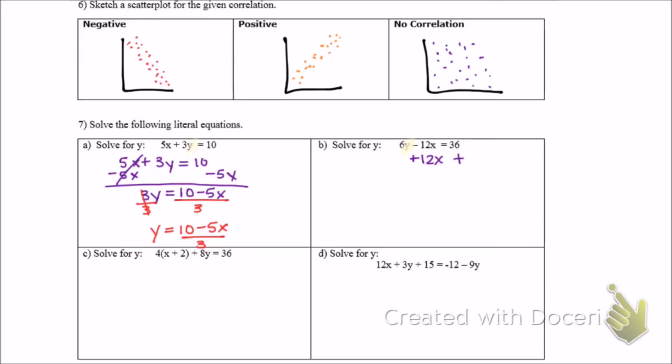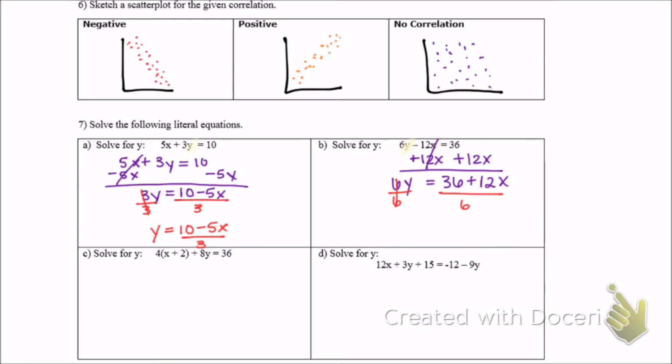Add 12x to this side. Now notice that 36 and 12x are not like terms, so I can't put those together. And when I bring everything down, 6y equals 36 plus 12x. I don't put those together because they're not like terms. And then I'm going to divide everything by 6.